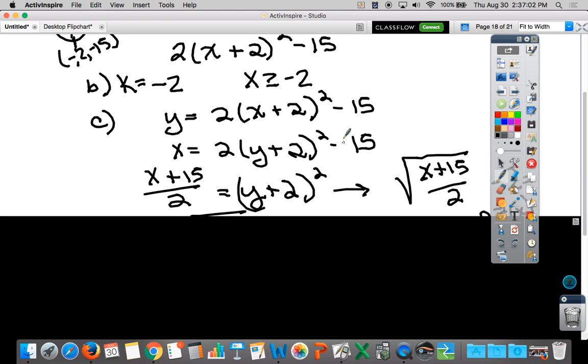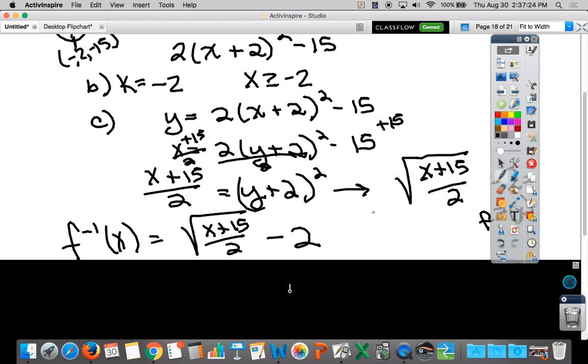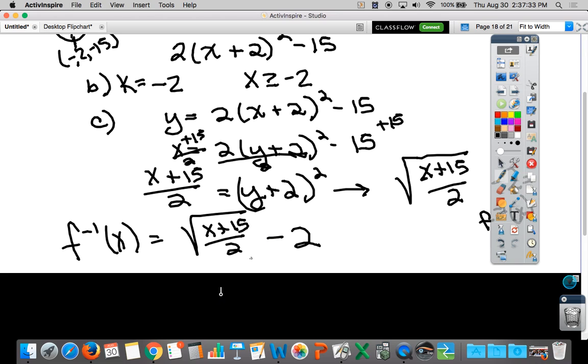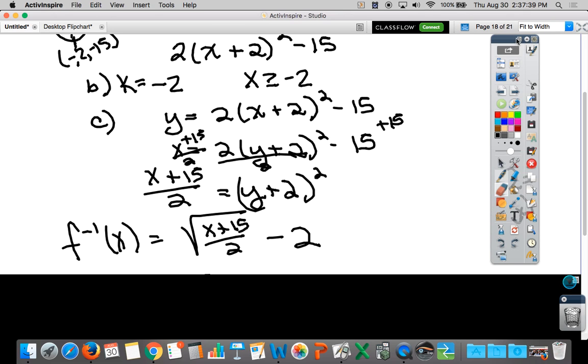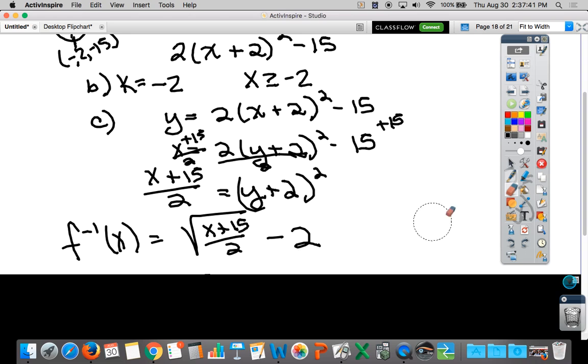So the first thing I did is I added the 15 over right here. Then I divided by the 2. So that left me x plus 15, and then I divided everything by 2. That's how I got here. Then I take the square root of it. And once I take the square root, that leaves me y plus 2, so I have to subtract the 2 over. All right, questions on this one?